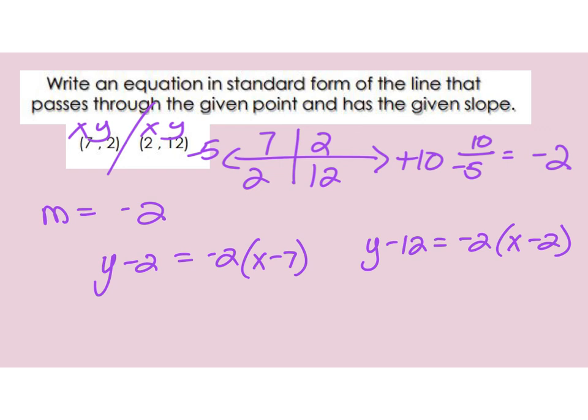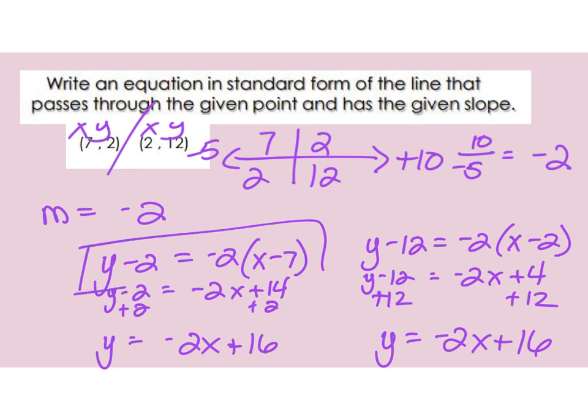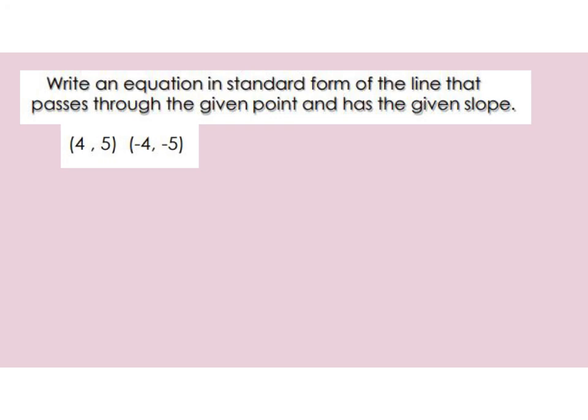I'm going to show you that we end up with the same slope-intercept form. So if we distribute, we end up with y equals negative 2x plus 16. If I do the same thing over here, I end up with y equals negative 2x plus 16. So it doesn't matter which point you use, but if we're writing equations in point-slope form, this is where we are. Oh, it's the same. Let's go ahead and try it on your own, and then we'll check it in class.